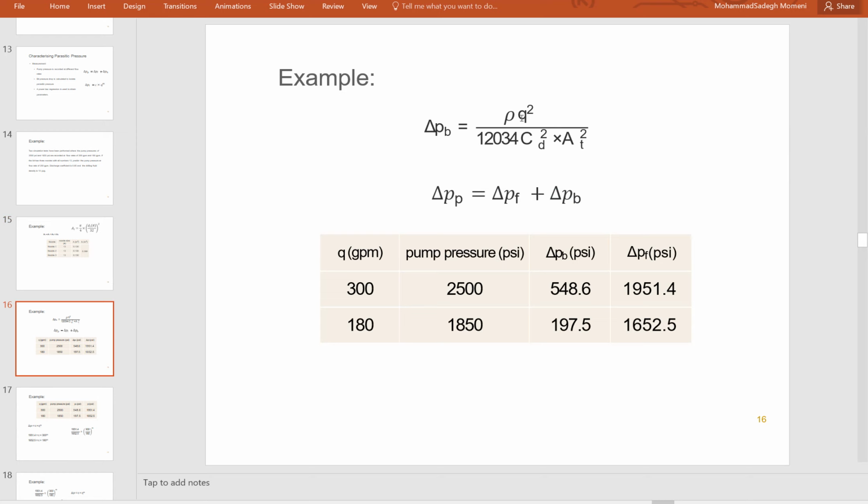Next, because I have the flow rate, I have the density, the discharge coefficient is given, and the total nozzle area can also be found, we would be able to find the pressure drop in the bit, delta P bit. We can find it for the first flow rate. For the second flow rate, which is 180, also if we use this equation, we can find the pressure drop in the bit. And the pump pressure was given in the question, so we can find that. Having these two, using this equation over here, I can find delta PF.